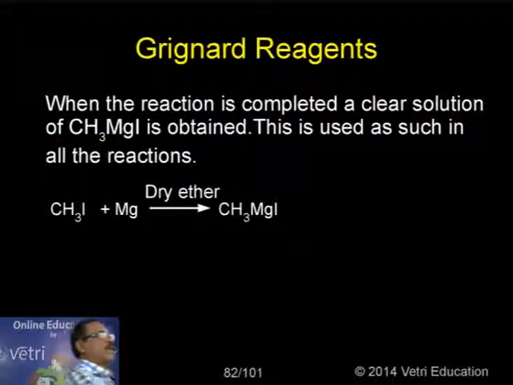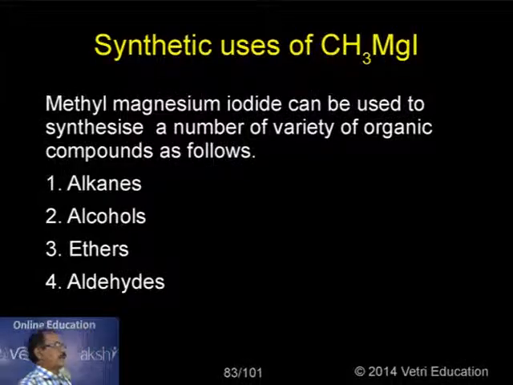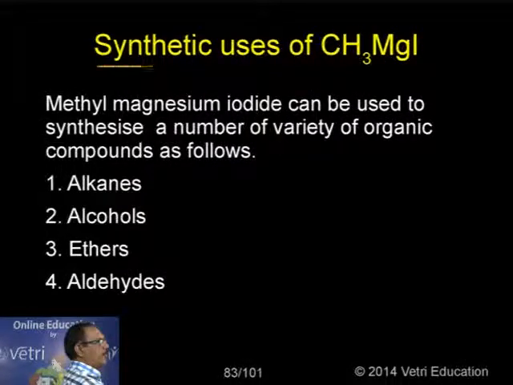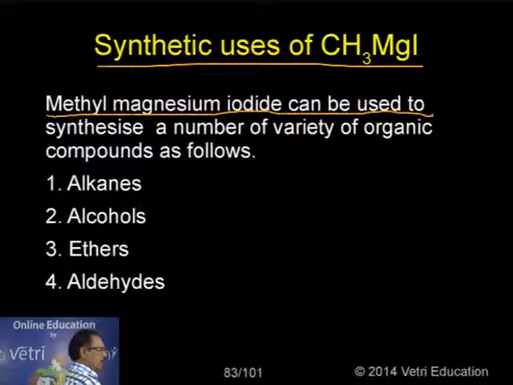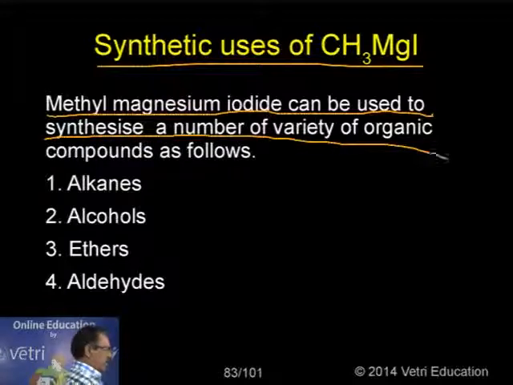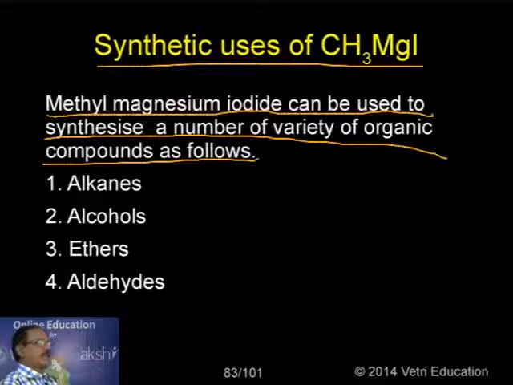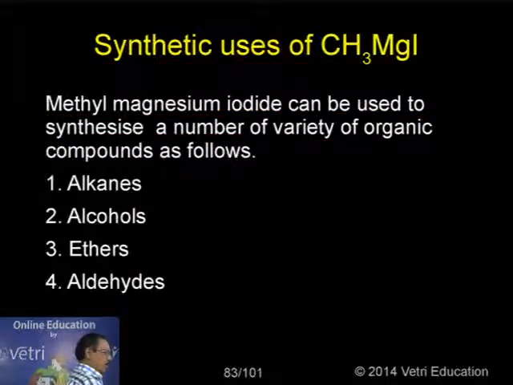Very interesting. Let me come to the synthetic applications or synthetic uses of methyl magnesium iodide. Methyl magnesium iodide can be used to synthesize a variety of organic compounds as follows. Almost any compound you can synthesize using Grignard reagent. But let me give them one by one. So, 1.